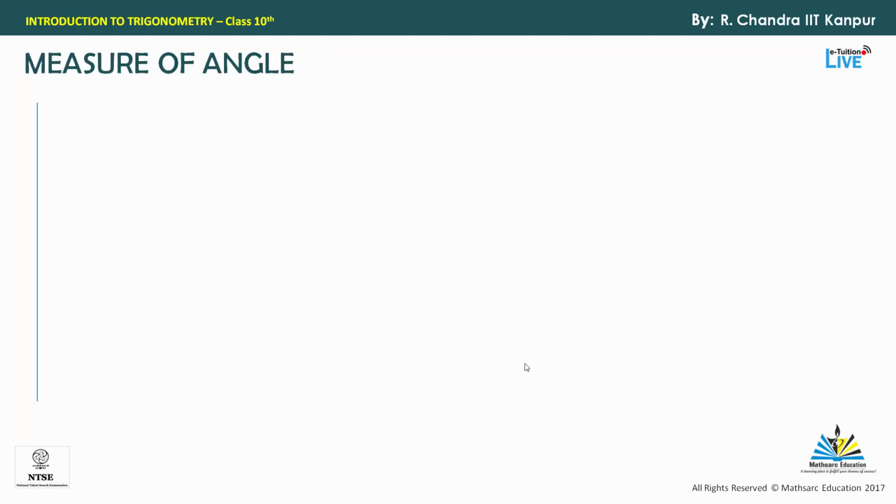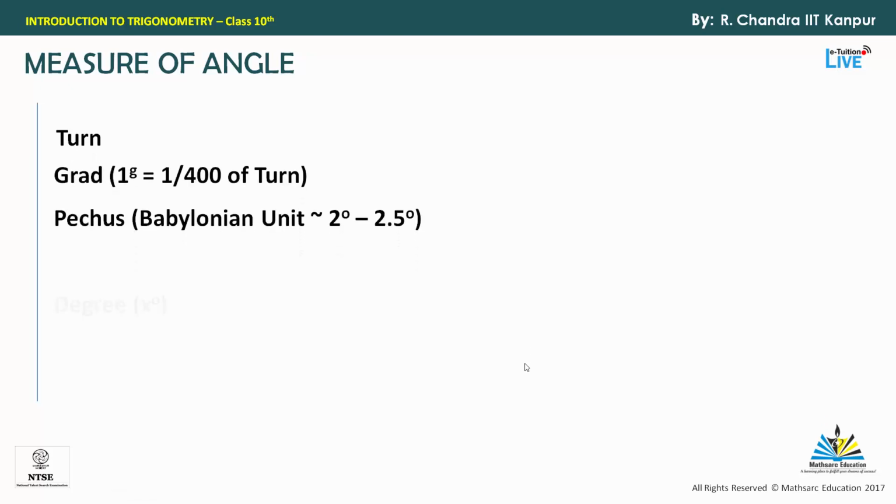Let's start with measurement of angles. The basic units that we use to measure angles are turn, grade, pitches, degree, radian and steradian. Turn was the initial unit that people used to measure the angle between two rays, and then we got grade and pitches at the time of the Babylonians. But nowadays degree, radian and steradian are commonly used.